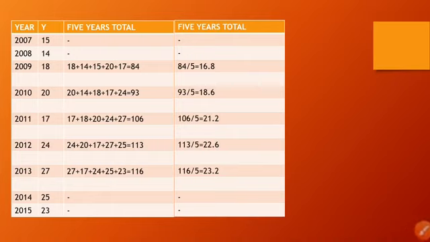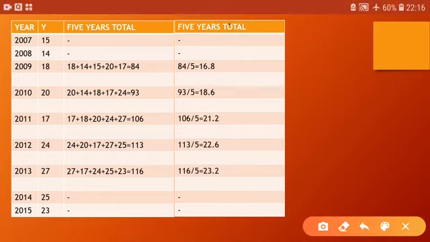Then how to find the average? So it is 5 years average. Simply you have to divide it by 5. If total is 84, divided by 5, 16.8. If total is 93, divided by 5, 18.6. If total is 106, divided by 5, 21.2. If total is 113, divided by 5, 22.6. If total is 116, divided by 5, it's 23.2. So I hope this was quite easy. Average 5 years and 3 years, both are easy.